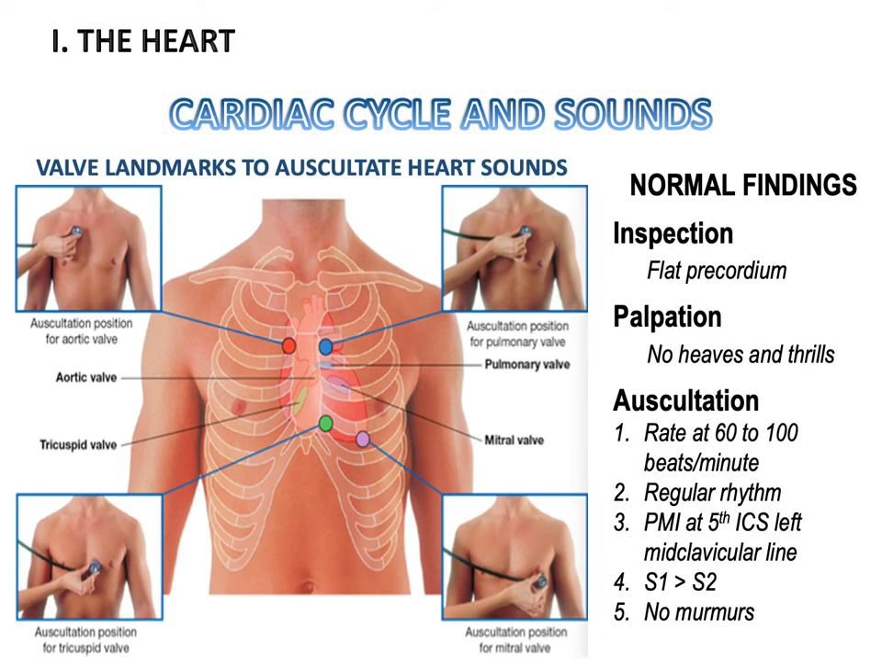And then, when we are listening for the heart sounds again, through auscultation, the rate should be within 60 to 100 beats per minute. The rhythm should be regular. Tuloy-tuloy ang tunog ng lub-dub-pause, and so on and so forth. Again, PMI, located correctly at the 5th ICS, left midclavicular line. Other normal findings when we auscultate is that the S1 is louder and stronger than S2, and no heart sounds that are abnormal, no murmurs.